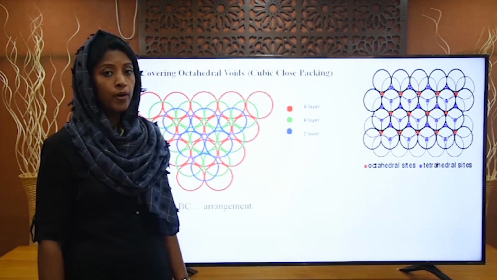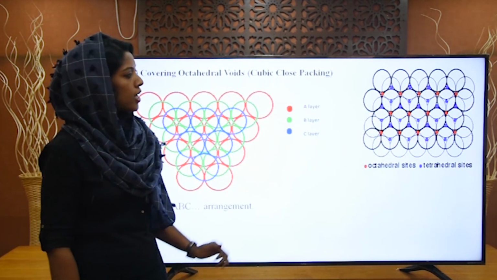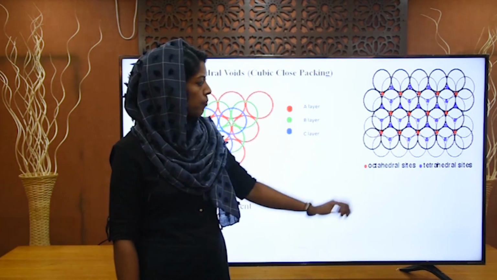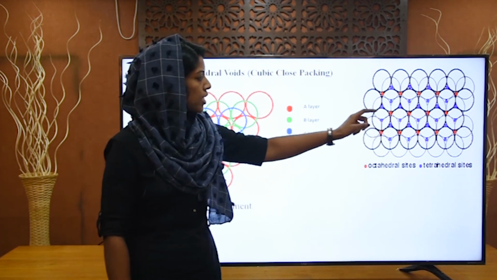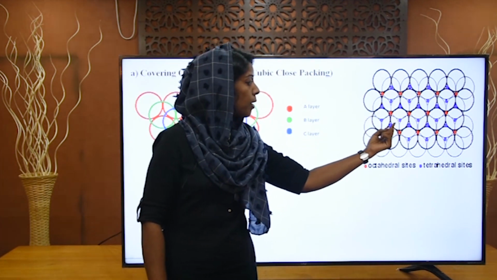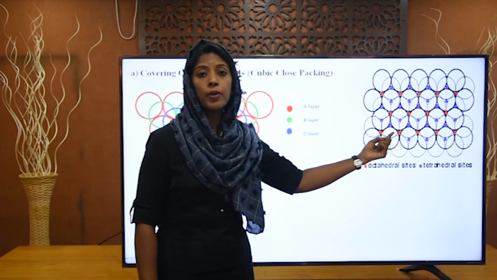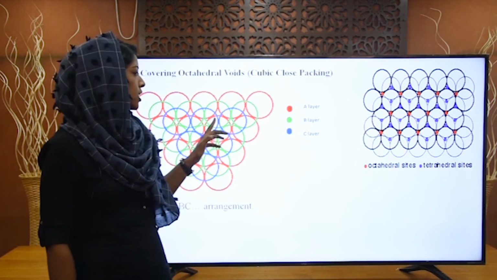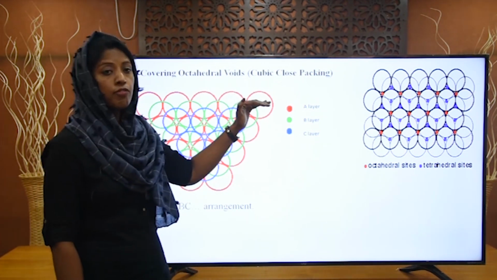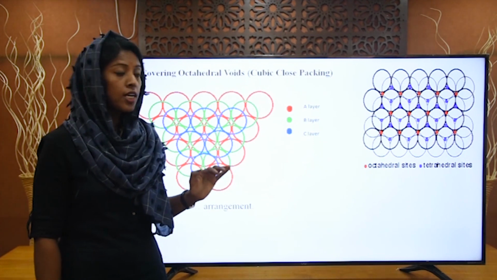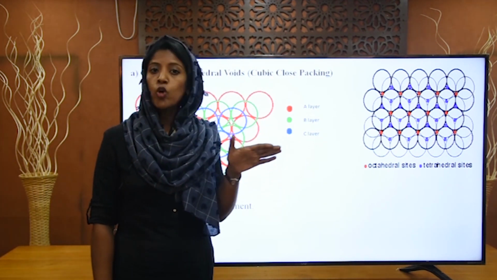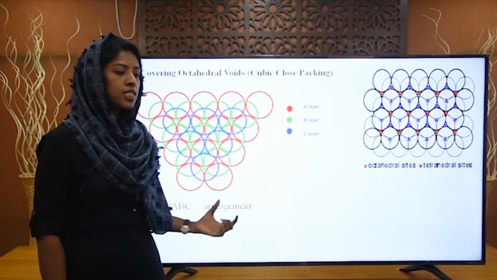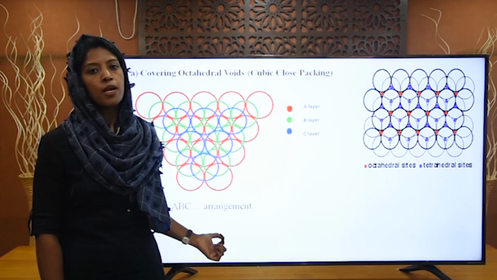Now, let us see what will happen if you are covering the octahedral voids. As I told you earlier, an octahedral void is the void formed between 6 spheres. So this is the octahedral void. Now, if I am putting another layer above this octahedral void, this will be a new layer. That is represented with this blue color circle, known as the C layer. So A is different, B is different and C is different. If I am putting the fourth layer above the C layer, it will be the same as the A layer. So this type of arrangement is known as an ABC type arrangement.